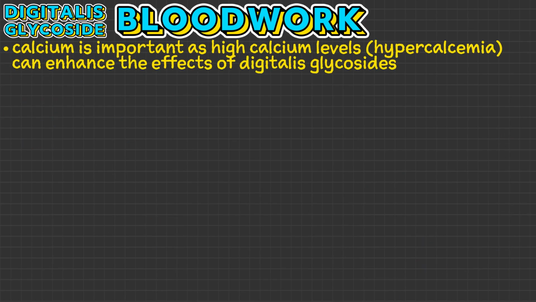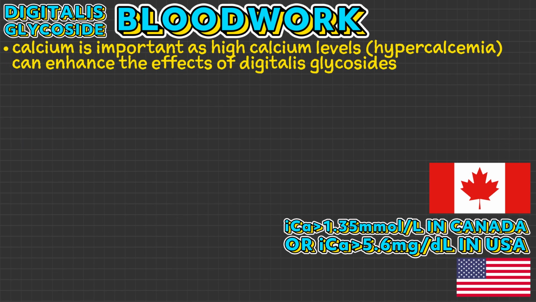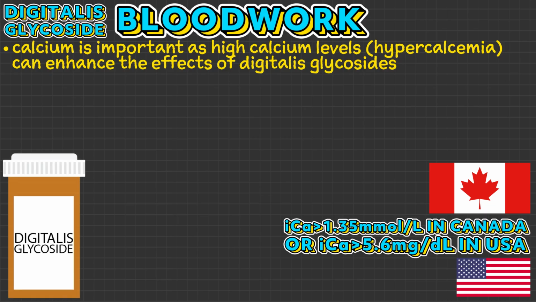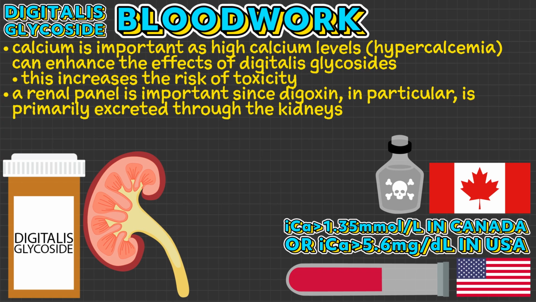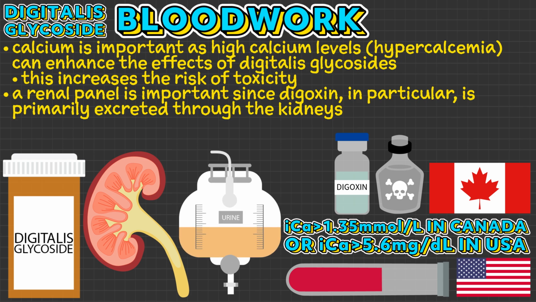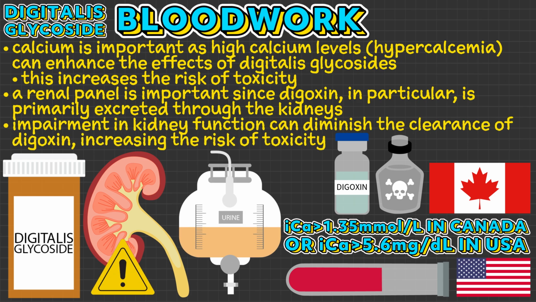Calcium is important because high calcium levels, or hypercalcemia, can enhance the effects of Digitalis glycosides, thereby increasing the risk of toxicity. And a renal panel is important since digoxin in particular is primarily excreted through the kidneys. Therefore, impairment in kidney function can diminish the clearance of digoxin, increasing the risk of toxicity.